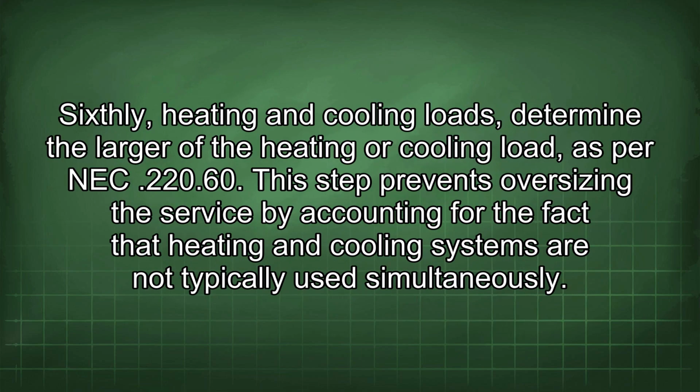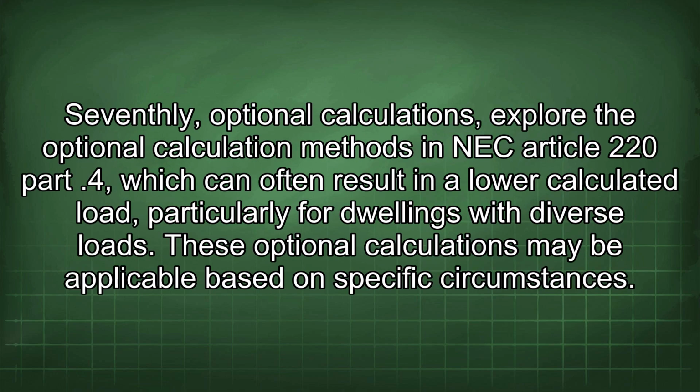Sixthly, heating and cooling loads. Determine the larger of the heating or cooling load as per NEC 220.60. This step prevents oversizing the service by accounting for the fact that heating and cooling systems are not typically used simultaneously. Seventhly, optional calculations. Explore the optional calculation method in NEC Article 220 Part 4, which can often result in a lower calculated load, particularly for dwellings with diverse loads. These optional calculations may be applicable based on specific circumstances.